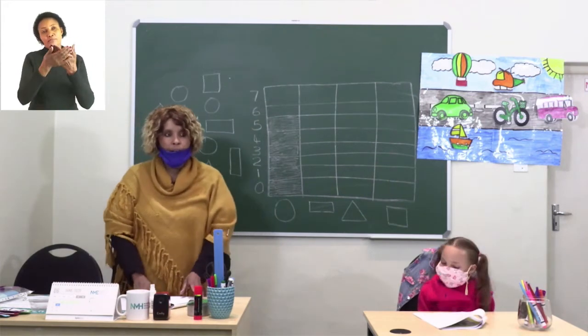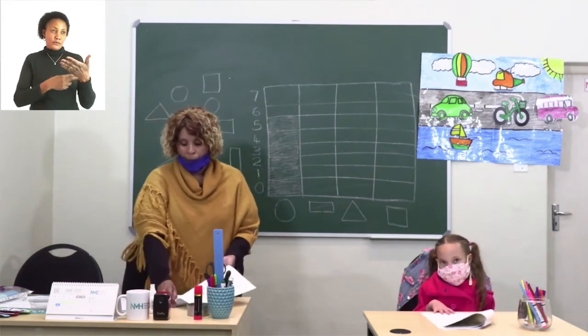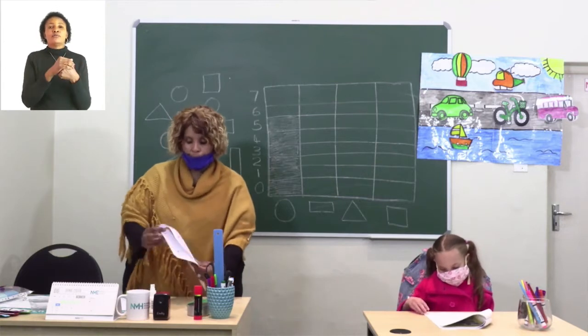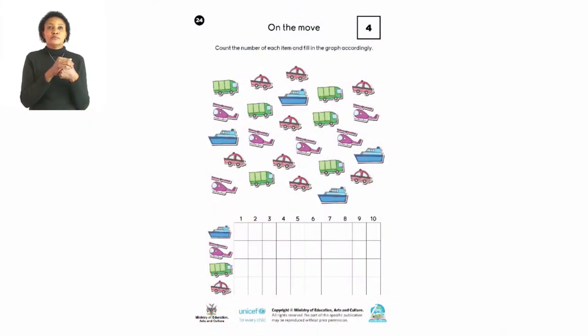Now turn to page 23. On page 24, if you turn to page 24, it's a similar thing. It's also a graph. But this time, I want you to do everything yourself. You have to count how many trucks there are and which color they are, how many helicopters there are, and how many cars there are. And what we did to the previous one, it's what you're also going to do.